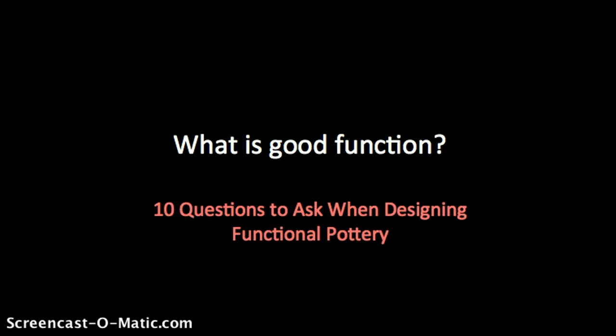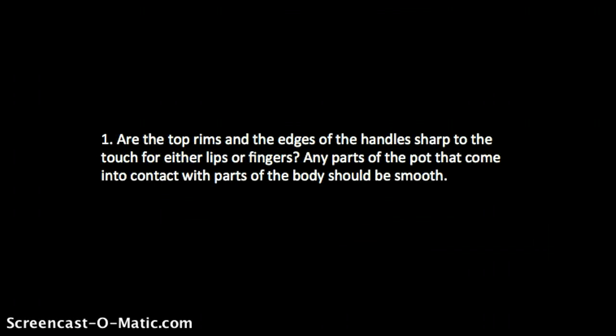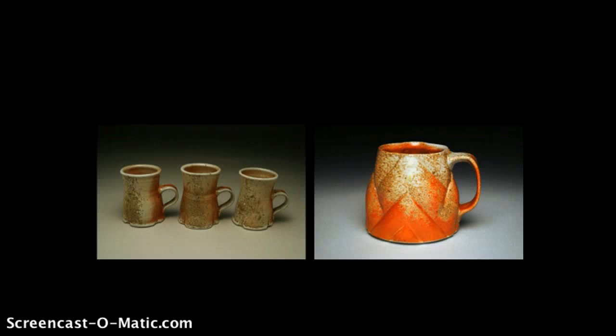Now we are going to look at what makes an object function well as outlined in 10 questions to ask when designing functional pottery. Number 1. Are the top rims and the edges of the handles sharp to the touch for either lips or fingers? Any part of the pot that comes into contact with parts of the body should be smooth.